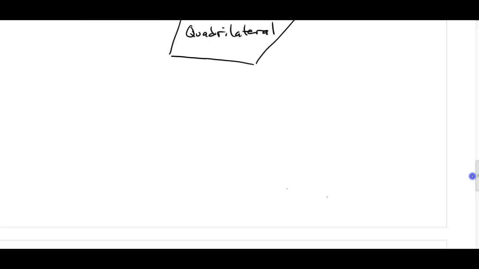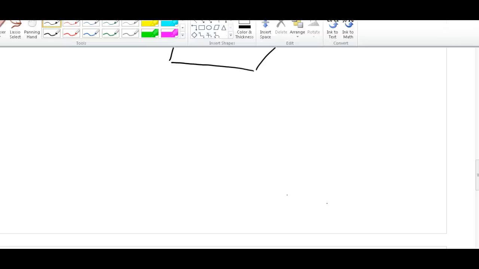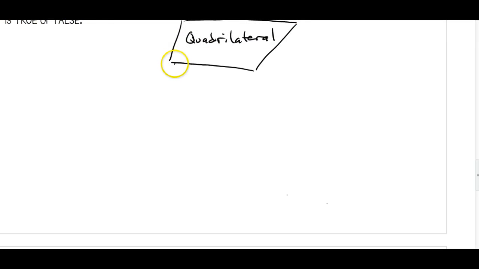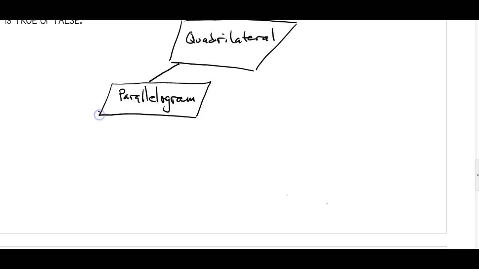So we started out with quadrilateral, and then from this we get parallelogram. You could draw yourself a little parallelogram here if you want. And then from the parallelogram, if we make one of the angles a right angle, we can get a rectangle. So here's our rectangle.